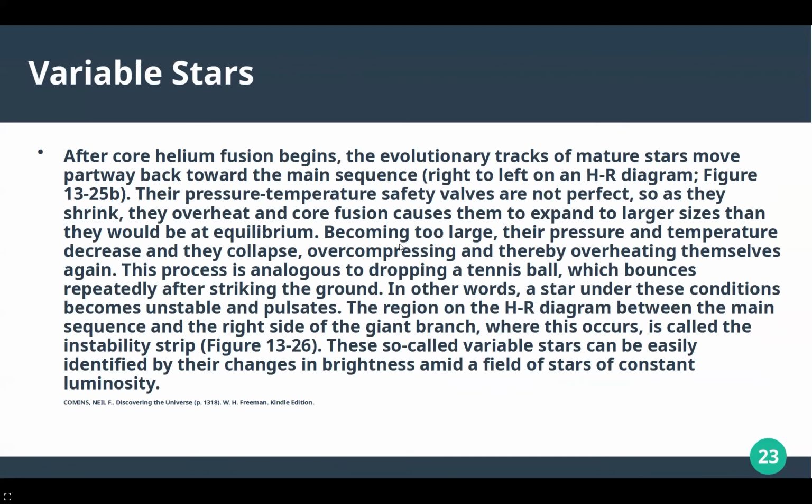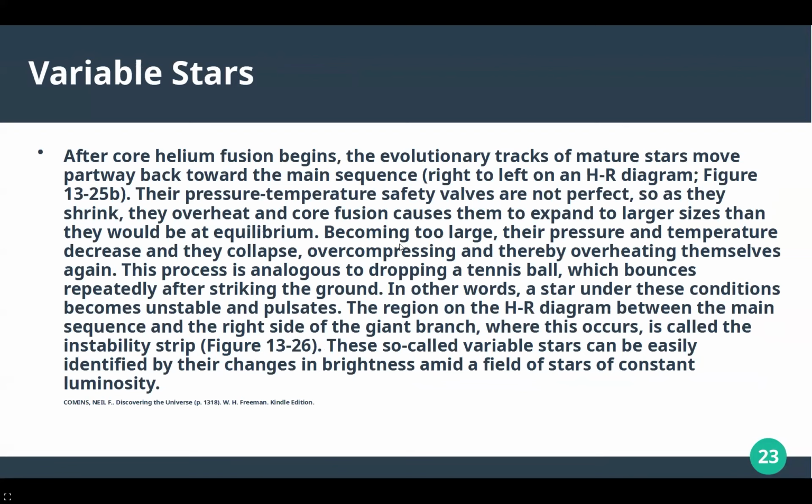After core helium fusion begins, the evolutionary track of mature stars moves partway back towards the main sequence, right to left on the HR diagram. Their pressure-temperature safety valves are not perfect, so as they shrink, they overheat and core fusion causes them to expand to larger sizes than they would be at equilibrium. Becoming too large, their pressure and temperature decrease as they collapse, overcompressing and thereby overheating themselves again.